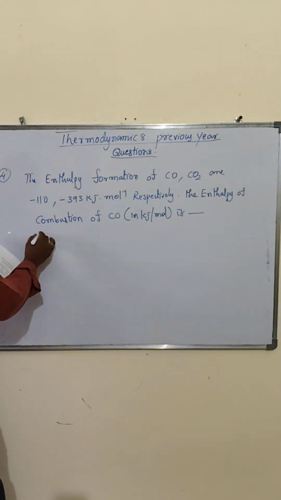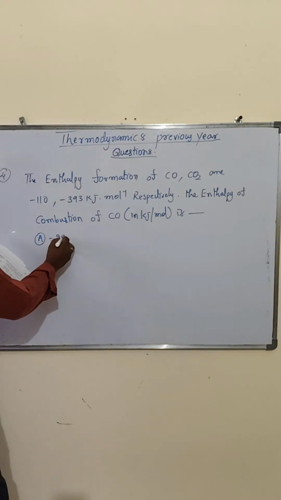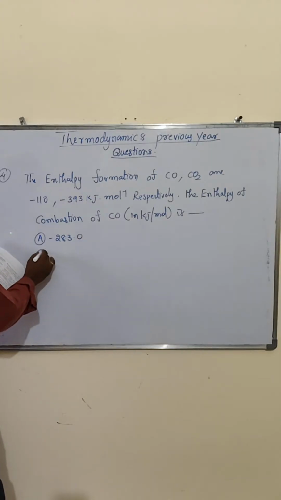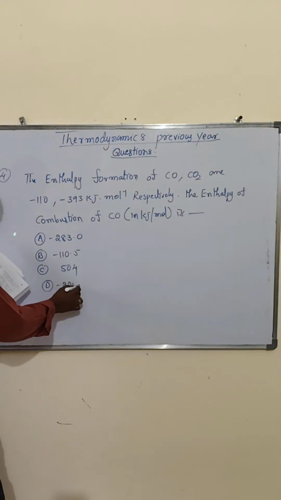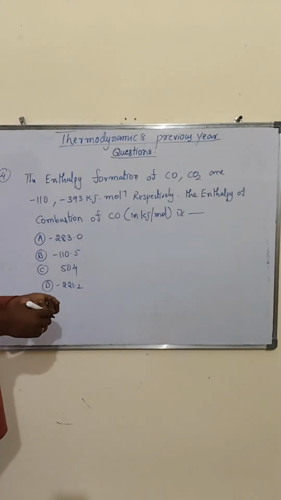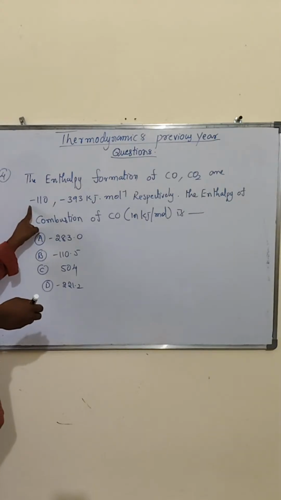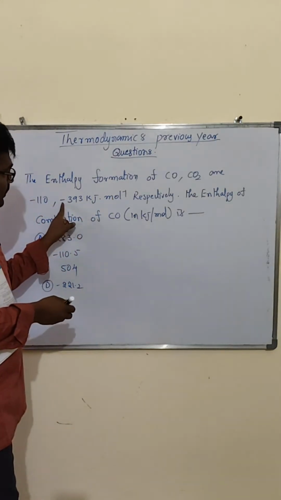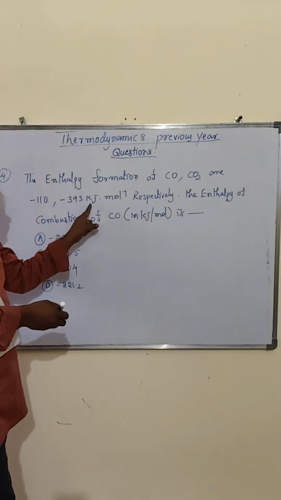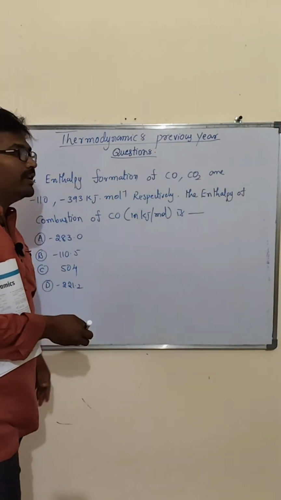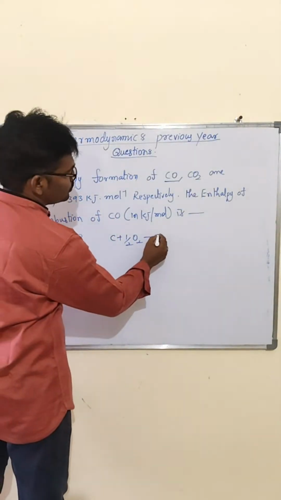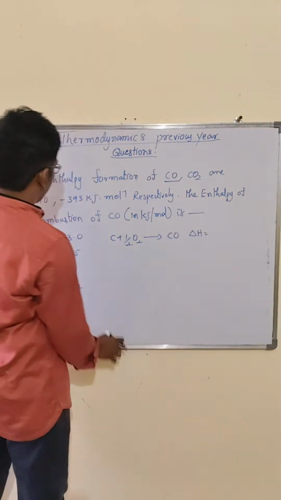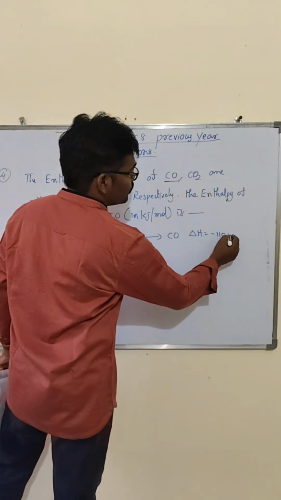Then options, look: A minus 283.0 kilojoules, B minus 110.5, C 504, D minus 221.2 kilojoules. The enthalpy of formation of CO and CO2 are given, minus 110 and minus 393 kilojoules per mole. Both formation values are given. The formation of CO: carbon plus half O2 gives CO, and delta H is minus 110 kilojoules, right?